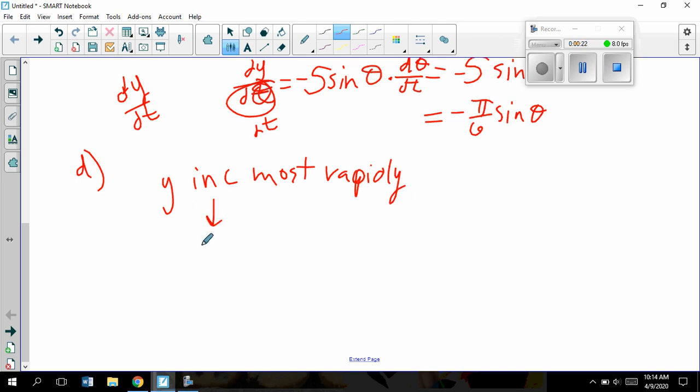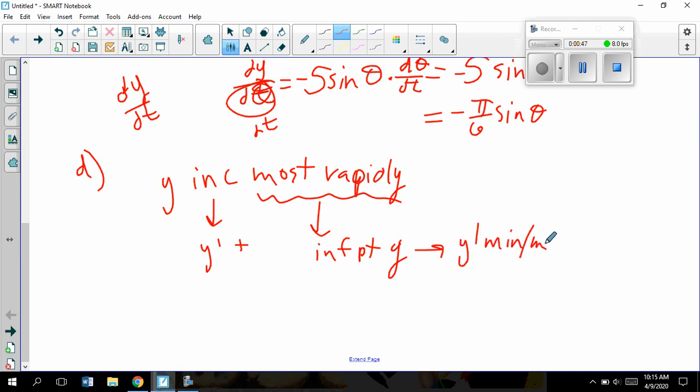So increasing would imply that Y prime is positive, but this most rapidly is really looking for that inflection point of Y, because I want my most positive slope. Your most positive or negative slopes occur at inflection points. As a reminder in your T-chart, if we're finding an inflection point, that is where Y prime has a min or max, which is going to be where Y double prime has a 0 and a sign change.